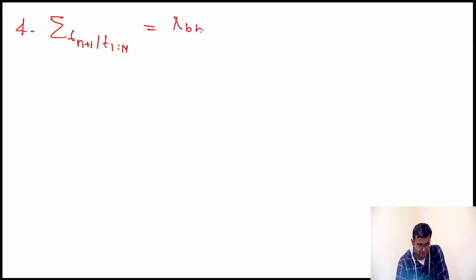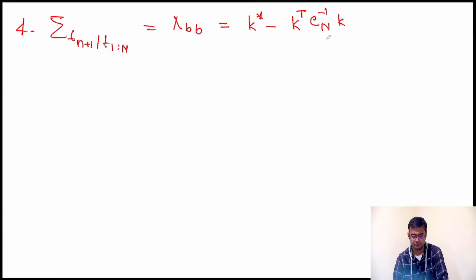Lambda BB, right? Which is actually equal to, I hope I am writing it correctly. Let's see, K star minus K transpose C_n inverse K. Again, this proof I have not shown, but this is what you will get.